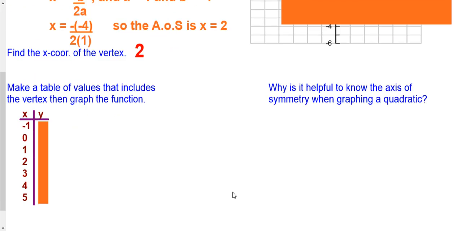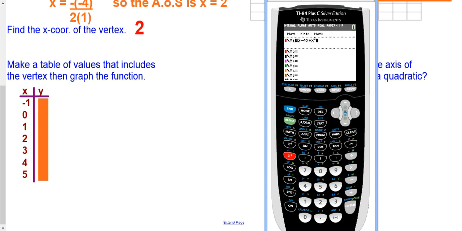Now I'm going to go back and look at my table again. My table starts at -1. So I'm going to start off by looking at table set, which is second window. I need to make sure that these are both on auto. If they are, don't worry about changing it. You shouldn't need to change it.